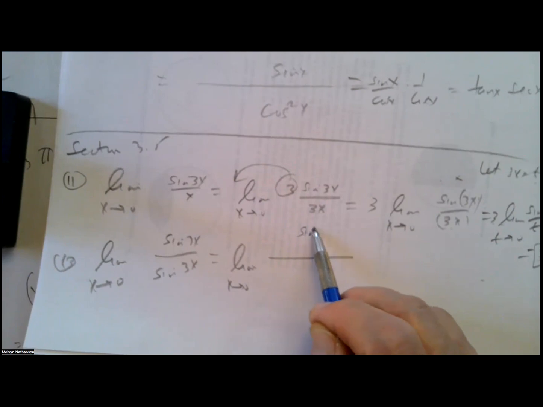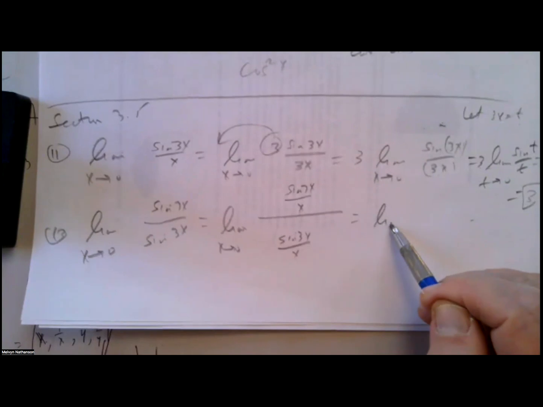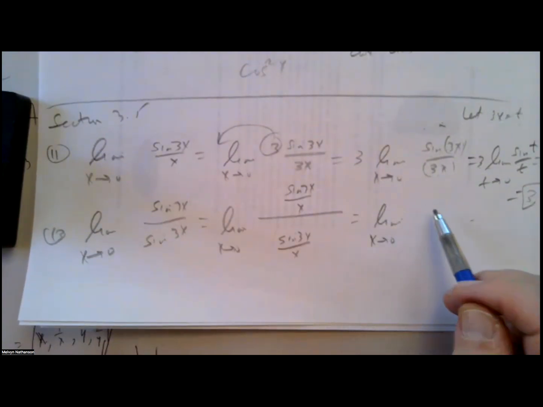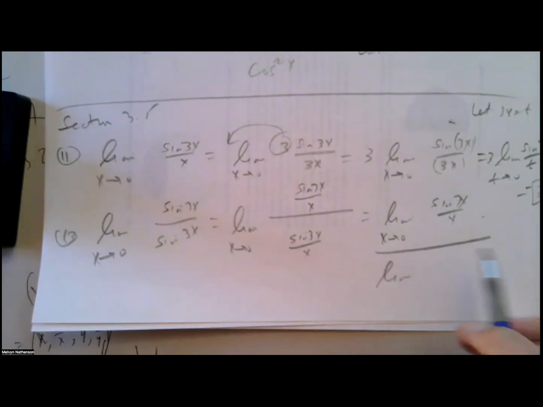This is the limit as x goes to 0 of sine of 7x over sine of 3x. If I multiply numerator and denominator by 1 over x, I can write it like this. And I can write this as the quotient of these two limits. Limit as x goes to 0, sine 7x over x, over the limit as x goes to 0, sine 3x over x.